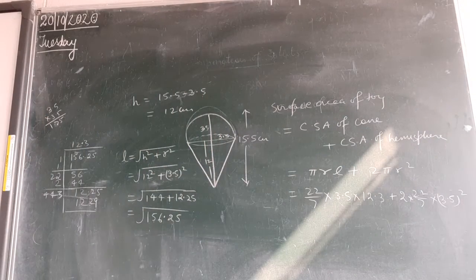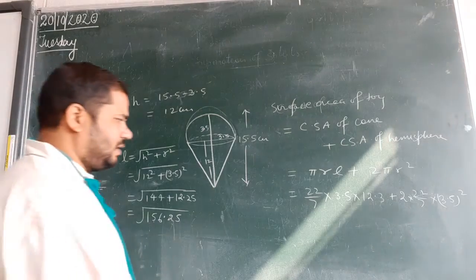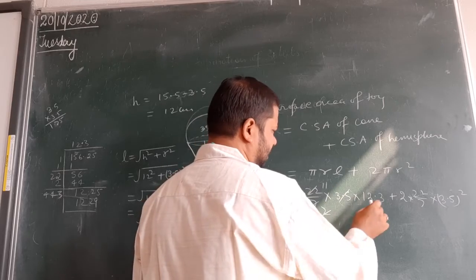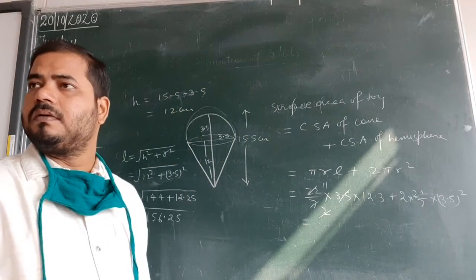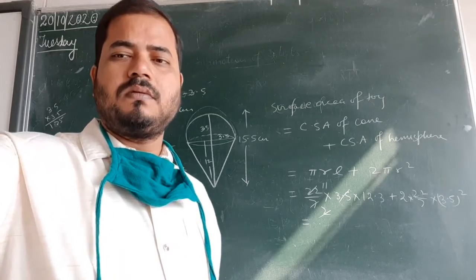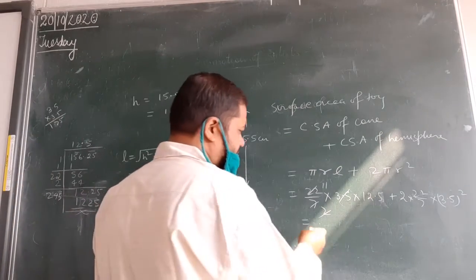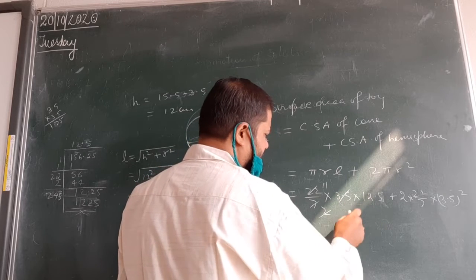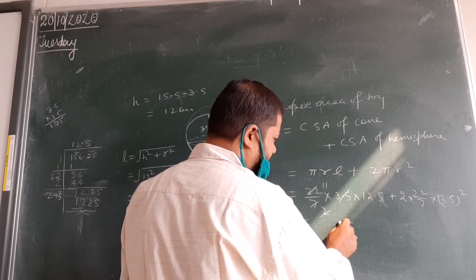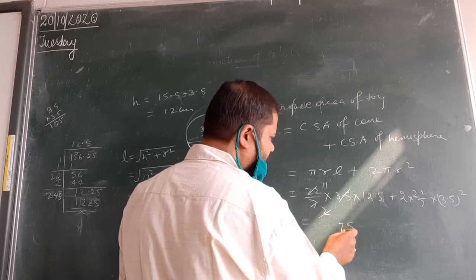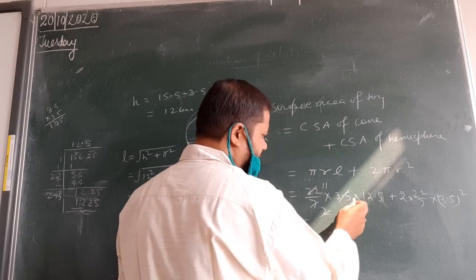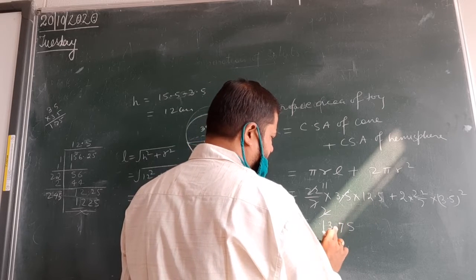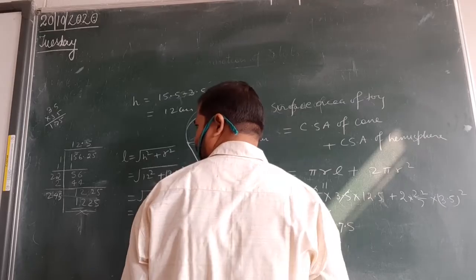Understood. So what will be the answer? After calculating this you will get 11 multiplied by this, 5, 11 to the 22 and 5 27, 11 11 and 27 30, 137.5, yes.